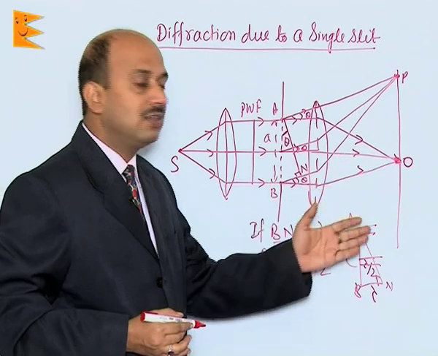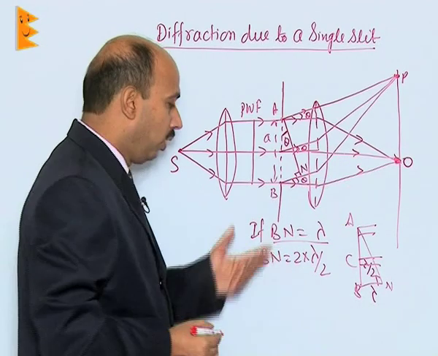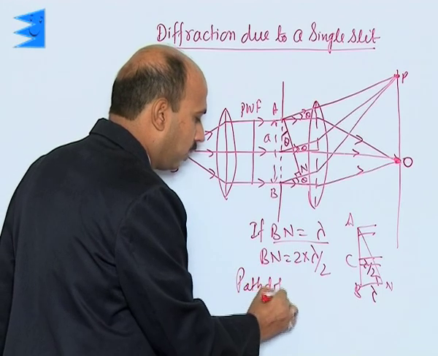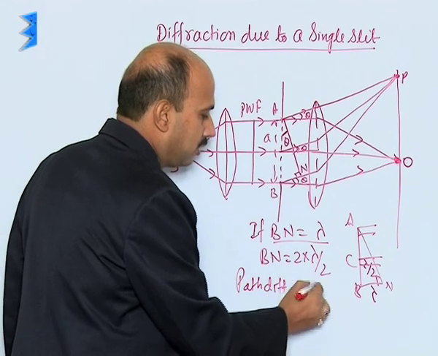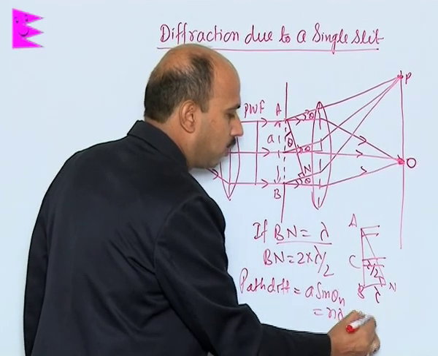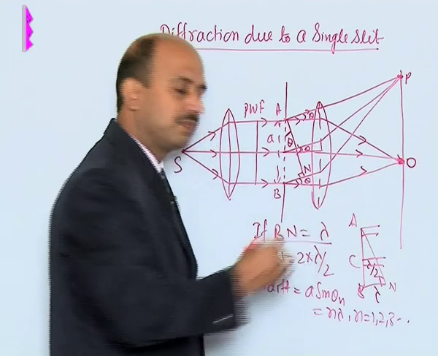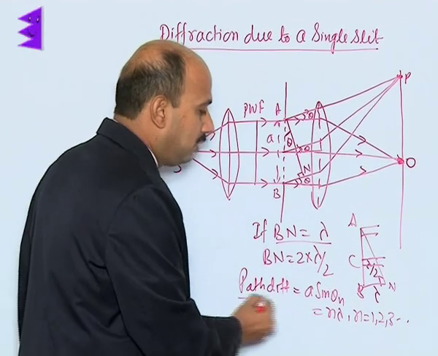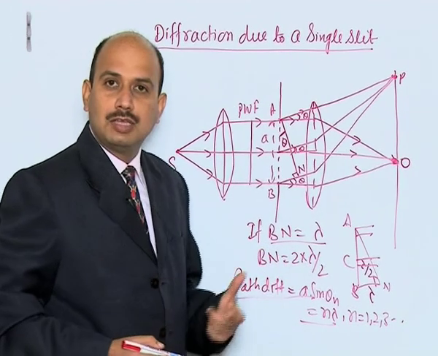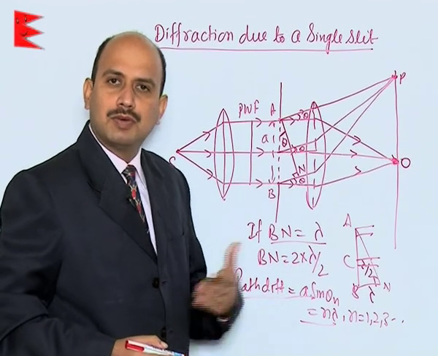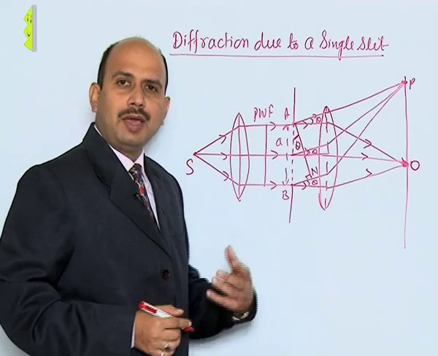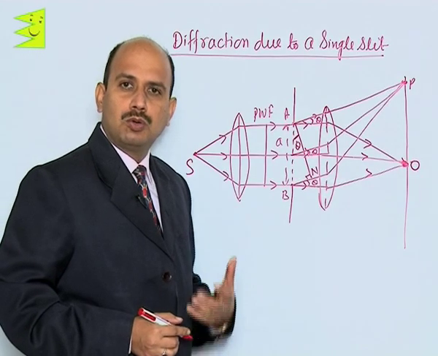This point lies either side of the central maximum. So, in general we can write here path difference is equal to a sin theta n is equal to n lambda, where n is equal to 1, 2, 3 like this. So, for all these path differences we will be getting the point where intensity is minimum, and we can name them like the first secondary minimum and second secondary minimum. So, now we have seen conditions for secondary minimum.